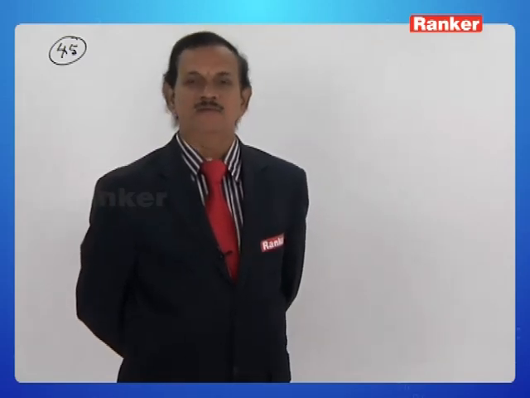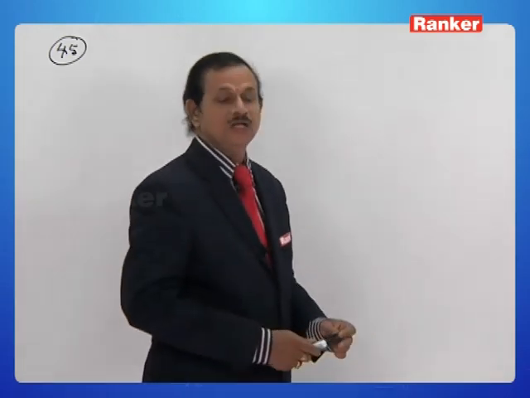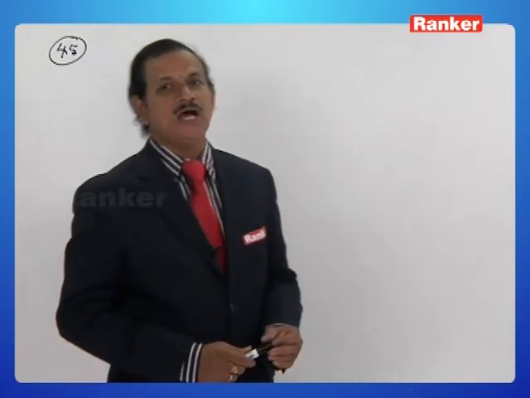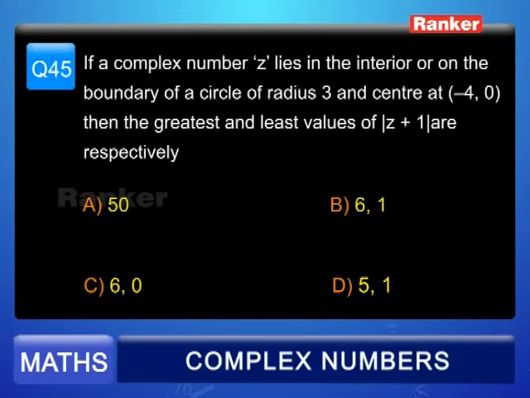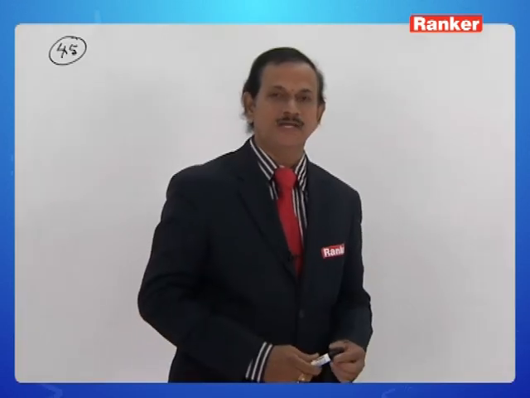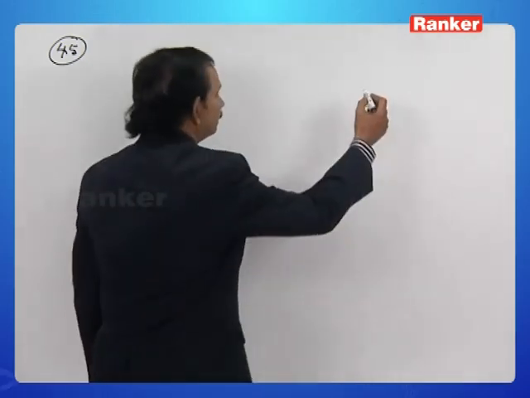The full information about the circle has been given. What type of circle is it? Center -4, 0 and radius 3 units. Okay, what are the options given? 5, 0. Second option 6, 1. Third option 6, 0. And the fourth option 5, 1. Okay, let us see. First of all, what is the circle given?